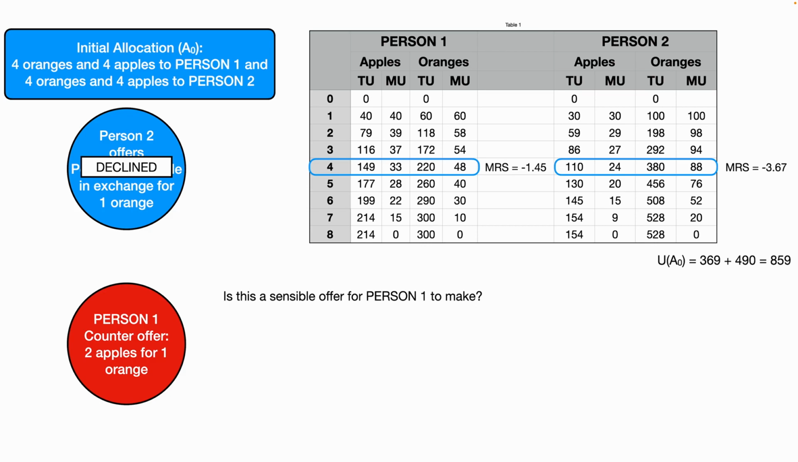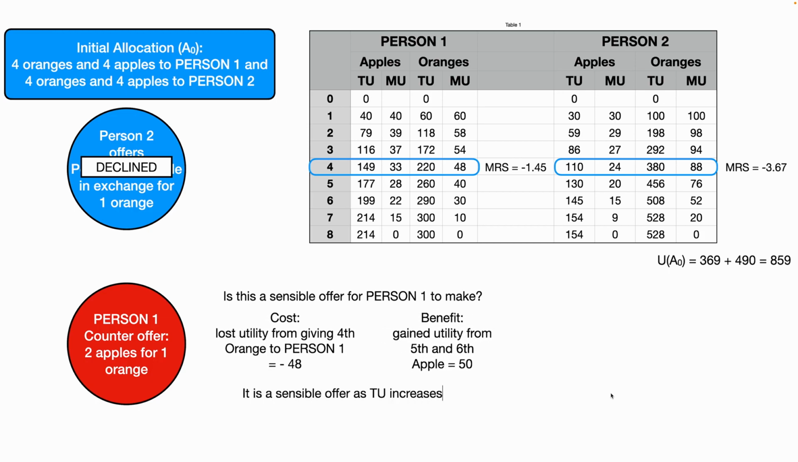Is that sensible for person 1 to make this offer? It does make sense, because their total utility is going to increase by 2 units if that offer is accepted. Why? Because their utility is going to go down by 4 units. That's the orange that gets sent to person 2. But they're going to gain a 5th and a 6th apple, which generate 28 units of utility and 22 units of utility, which is 50 units of utility. So if the offer is accepted, the total utility of person 1 is going to increase by 2 units. Again, it has to be mutually beneficial.